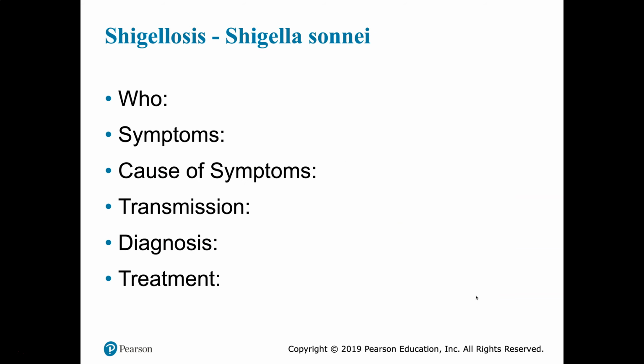All right, Shigella or shigellosis. The disease is shigellosis. The organism is Shigella sonnei. So Shigella sonnei is the more mild version of shigellosis. There is a more severe version called Shigella dysenteriae. That's more severe. So sonnei is the most common that causes shigellosis, but Shigella dysenteriae is the more severe version. But we're going to focus on sonnei.